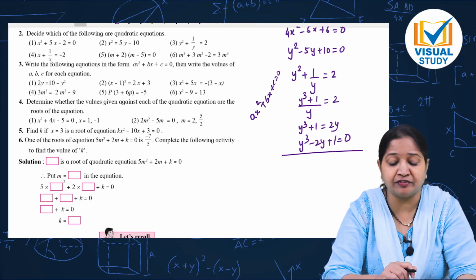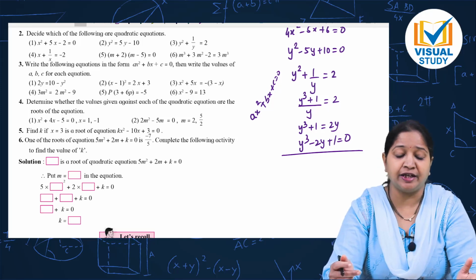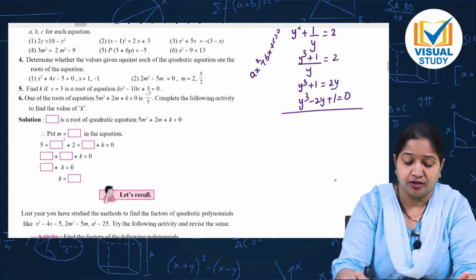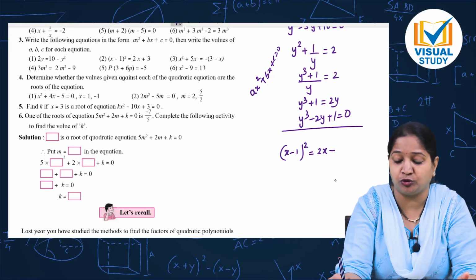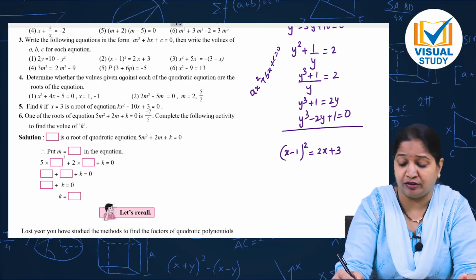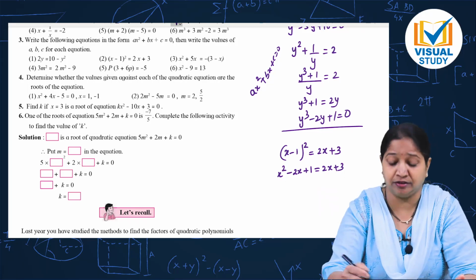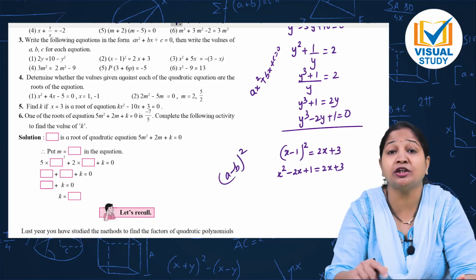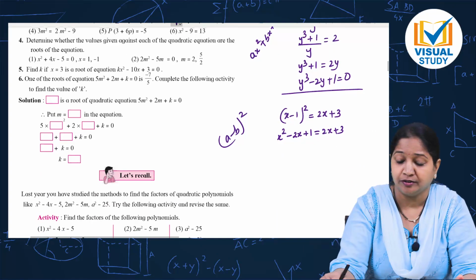Now write the following equation in the form of ax square plus bx plus c equal to 0. Then write the values of a, b and c for each. We will take the second one. X minus 1 whole square is equal to 2x plus 3. Now here x minus 1 whole square, you have to expand it using the a minus b whole square formula, a square minus 2ab plus b square, is equal to 2x plus 3. You have to expand it, and you get this answer.